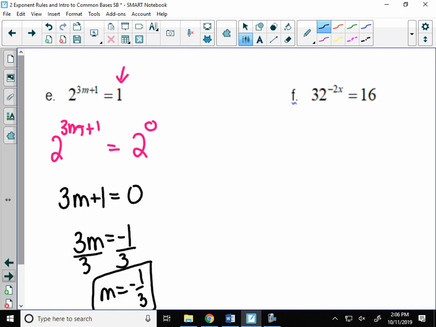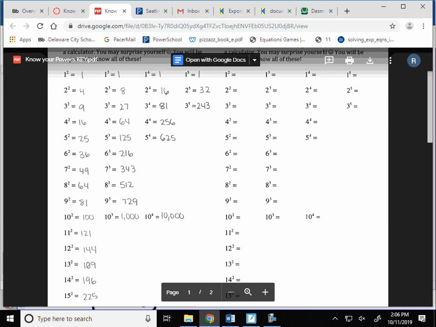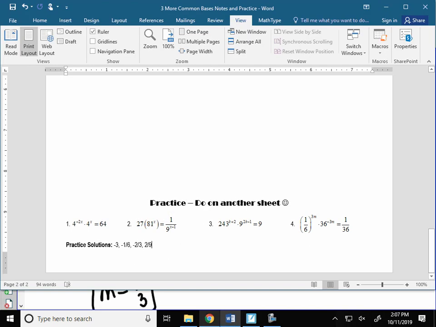All right, now F is more challenging because I can't just change the 32 into like 16 squared. I need to change both of their bases, so this is where knowing your powers will help. I know that 16 is 4 squared, right? So if I look at the 4s here, 4 squared, I don't get a 32, right? Not 4 to the third, not 4 to the fourth. So 4 is not going to be my common base.